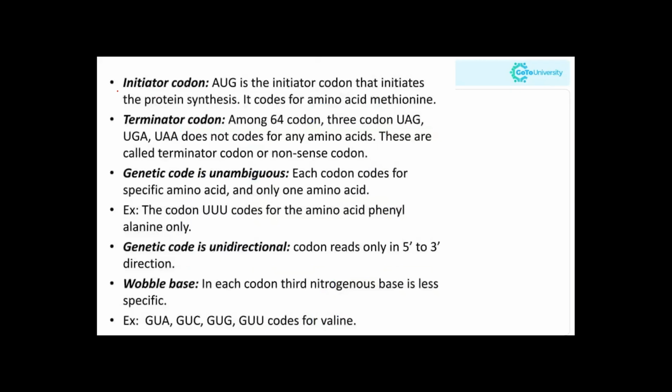Now we know the initiator codon, the start codon. We have the stop codons, that is UAG, UGA, and UAA. And the genetic code is unambiguous, that is each codon codes for a specific amino acid and only one amino acid. Okay, and it is unidirectional. The codon reads only in 5' to 3' direction. And next is the wobble base, that is in each codon, the third nitrogenous base is less specific.